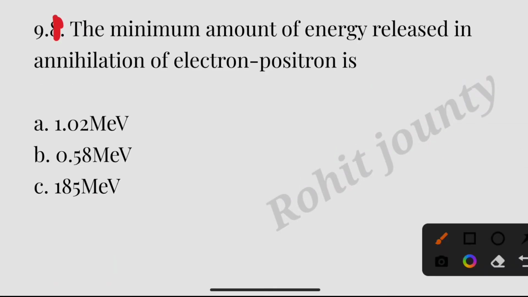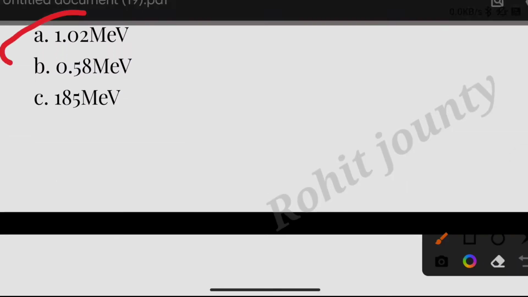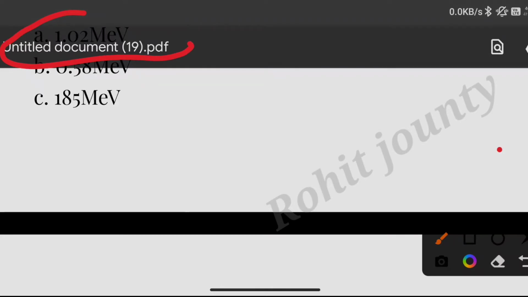Question number 9. The minimum amount of energy released in annihilation of an electron-positron pair is option A: 1.02 MeV. Option B: 0.58 MeV. Option C: 185 MeV. Option D: 200 MeV. The correct answer is option A: 1.02 MeV.